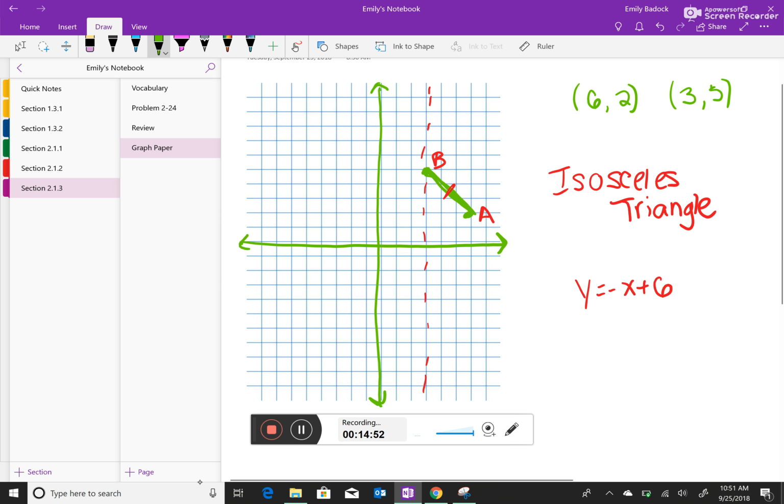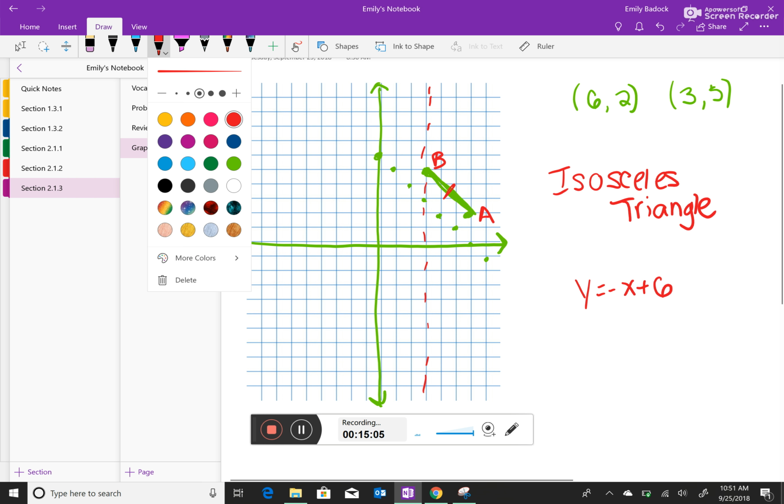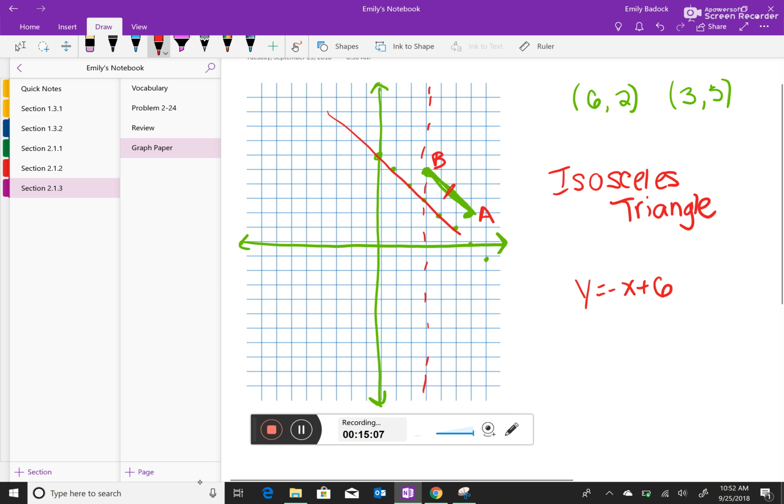So I have 6, 1, 2, 3, 4, 5, 6, and then a negative slope. So there's 1 point, 1 point, 1 point, 1 point. So the line that I'm reflecting over this time is there. So I know that this point B is like one diagonal away, so I'm going to make B prime right here. And then I know A is one diagonal away, so I'm going to make A prime down here. And then I'm going to connect those lines. So the correct answer to this should be a rectangle.